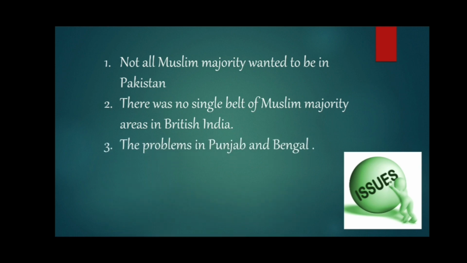Now, the third problem was that of Punjab and Bengal. Here, two of the Muslim majority provinces of British India, that is Punjab and Bengal, had very large areas where the non-Muslims were in majority. Eventually, it was decided that the two provinces would be bifurcated according to religious majority at the district or even lower levels.